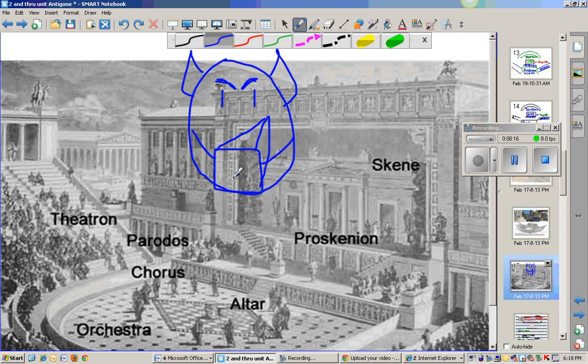So what you need down is theater, orchestra, altar. Altar has animal sacrifices. Parados are the corridors leading from the side which house the chorus. Proscenium is the stage raised platform. And the scaeny is the facade of the background that creates the backdrop. So I assume that you've got all that.